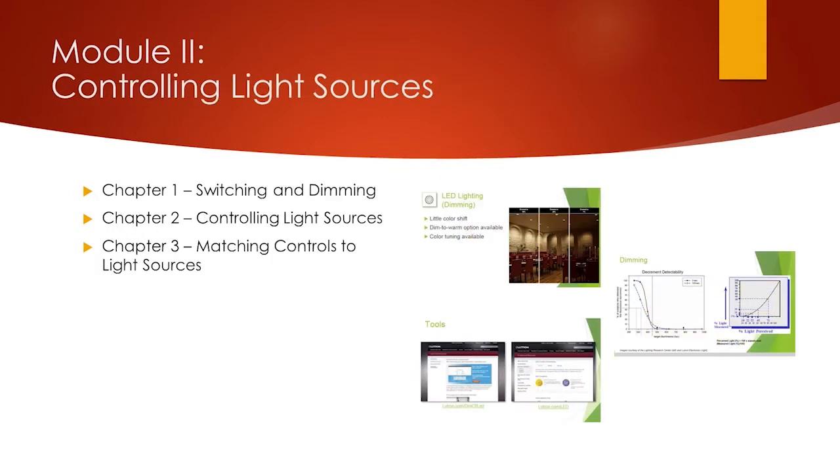Module 2 is controlling light sources. It gets into switching and dimming. Talks about just controlling light sources as a whole. Are you going to put it on a sensor, a vacancy sensor, a photocell, whatever you might end up doing? It gets into that. And then matching the controls to the light sources. Believe it or not, some sources don't dim, and you need to make sure you have the right dimmer if they are going to be a dimmable light, or that they can dim. This talks about all the options that it can do with lighting controls and the sources.